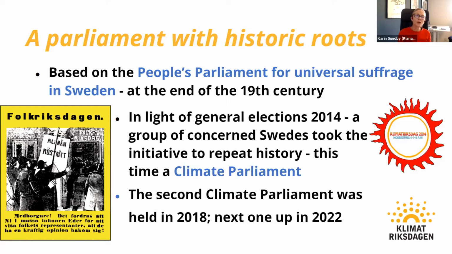So they looked back historically and thought that the people's parliaments for universal suffrage at the end of the 19th century, they in the end managed to get through the universal suffrage in Sweden. We got that quite a bit later, but they managed. So they thought that if a people's parliament succeeded then, maybe we should try to repeat that idea and do the same thing. So that's when they started planning the 2014 climate parliament.